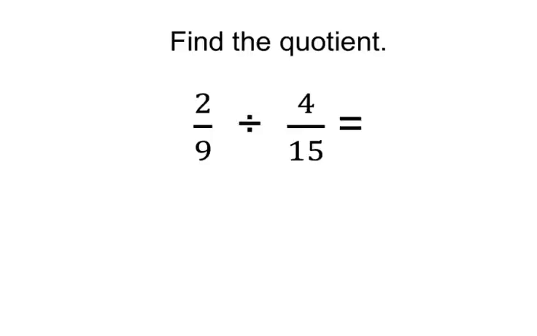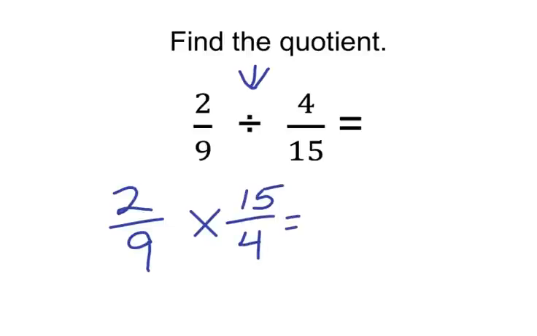Quarter 4, week 1, day 4, find the quotient. We love these. So we have 2 over 9. The division sign becomes a multiplication sign, and we flip the 4 over 15 and make it 15 over 4.